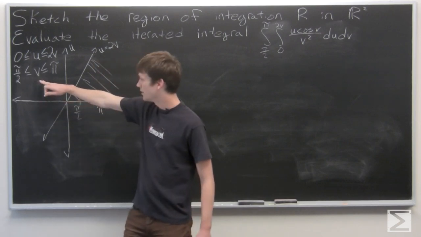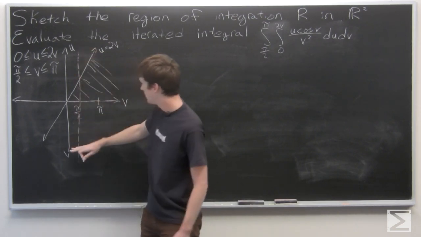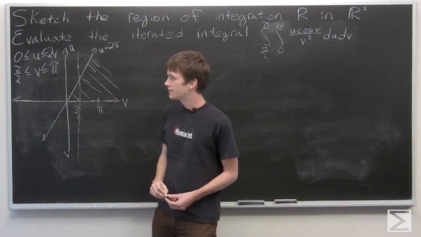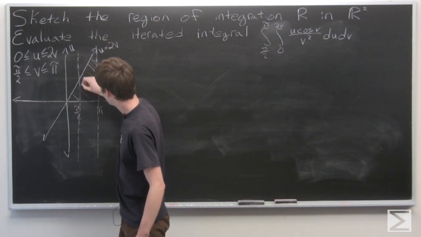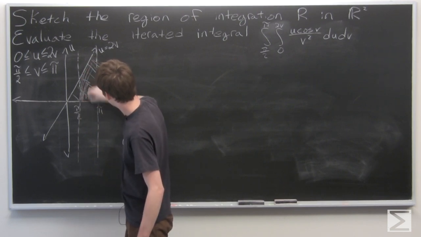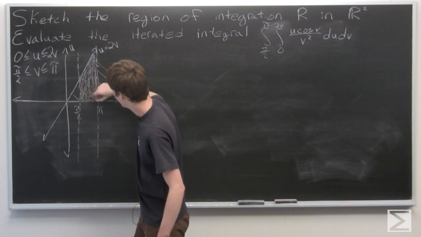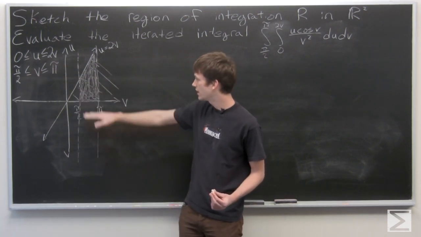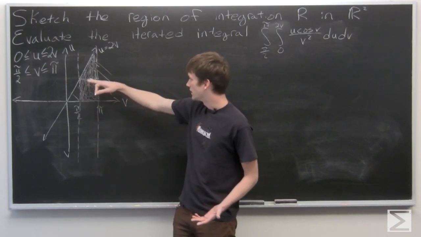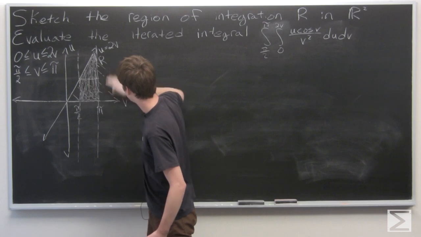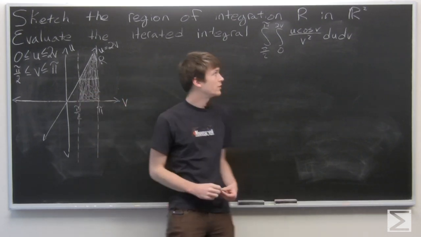So we want v to be more than pi halves, so everything to the right of the vertical line at v equals pi halves. And then we want everything to the left of v equals pi, so everything to the left of this vertical line. So we have this region where our two areas intersect. It's kind of like a triangle stacked on top of a rectangle. So you can see that given here, and that's our region R.